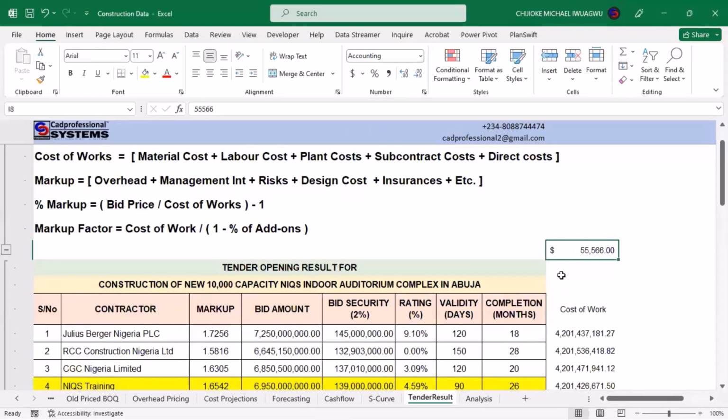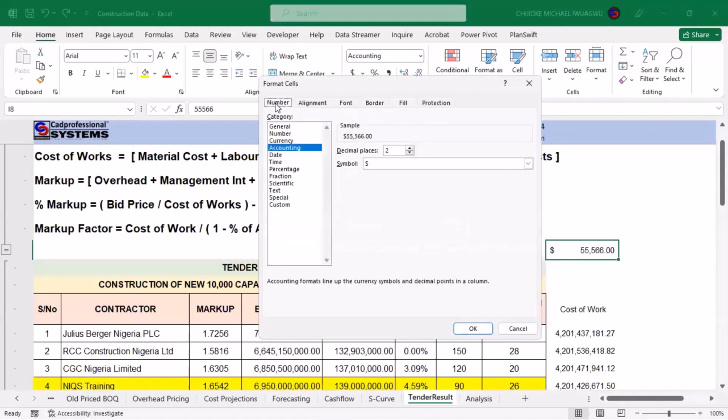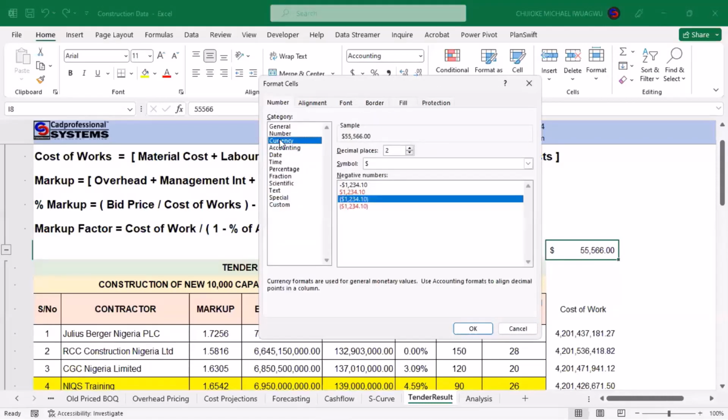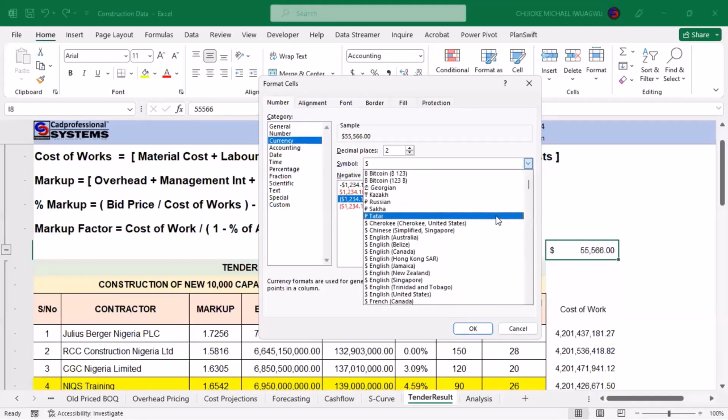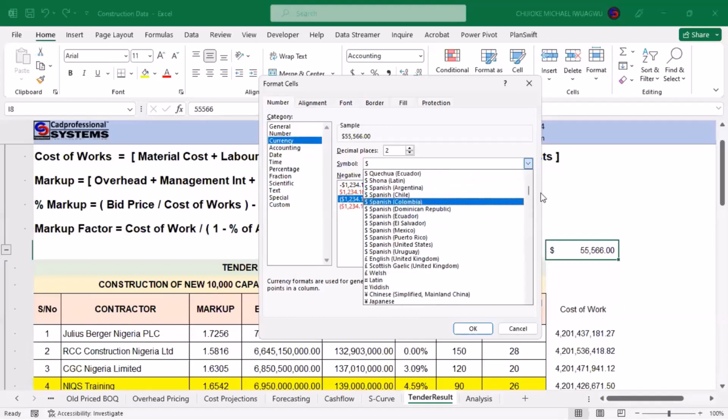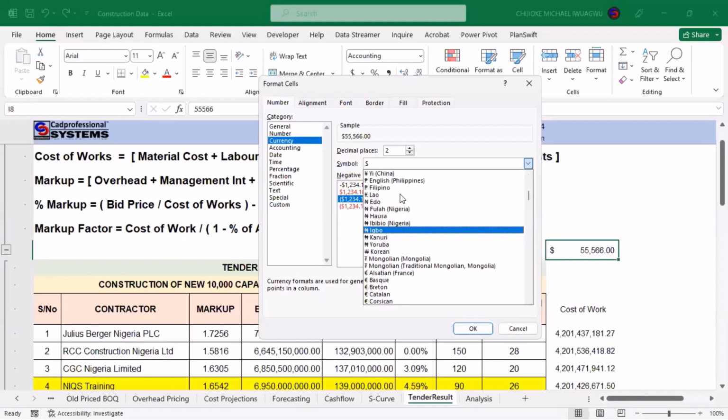But if for some purposes what you prefer is not the $ sign, you can use Ctrl+1 and then come down to the numbers under Currency. You now come down to the symbol of the currency and search for Naira. But they want to confuse us. For Naira, they have multiple Nairas. I don't know what their intention is, whether they want to fragment Nigeria into different currencies. So we have Edo Naira, Fulani Naira, Hausa Naira, Ibibio Naira, Igbo Naira, Kanuri, and the rest of them. I don't know what exactly is the intention of Microsoft in putting Naira this way.